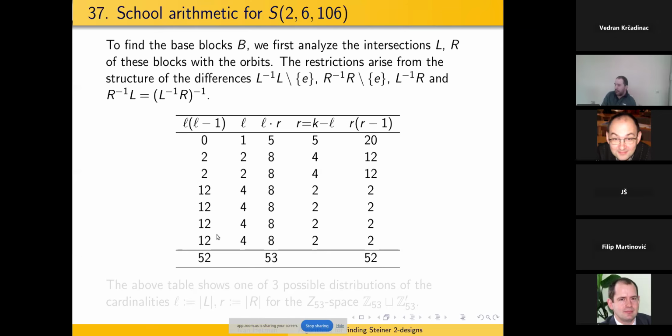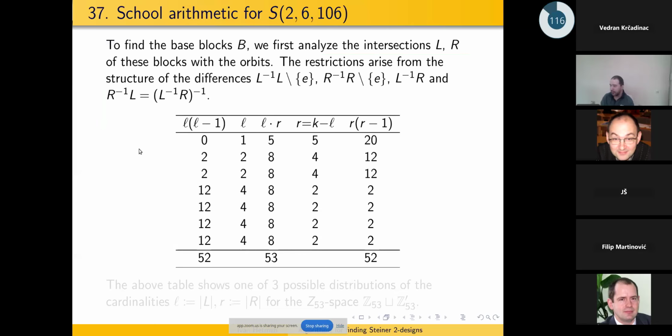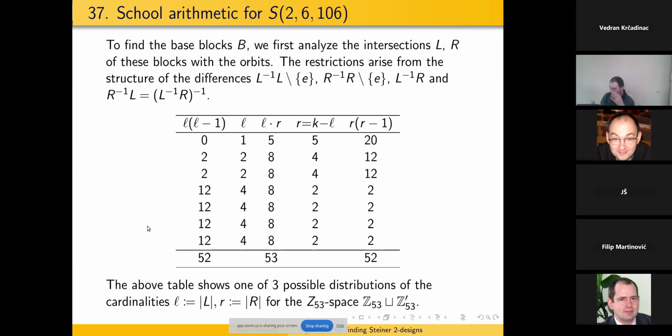So basically, if we have such a situation that we have here 52, 53, 52, this means that using the base blocks that have such cardinalities of the left side and such cardinalities of the right side, we can cover the differences here. Okay, and these sequences are not easy to guess. Actually, between all possible increasing sequences of numbers, there are only 3 possible distributions that satisfy this property that is in this table. And this table shows one of three possible distributions of the cardinalities L and R for this space.